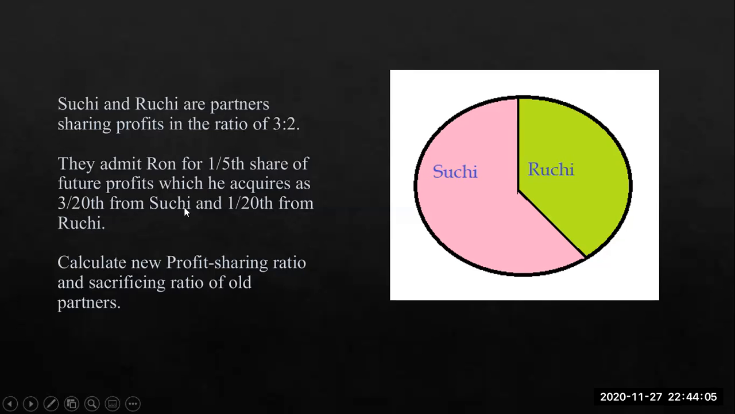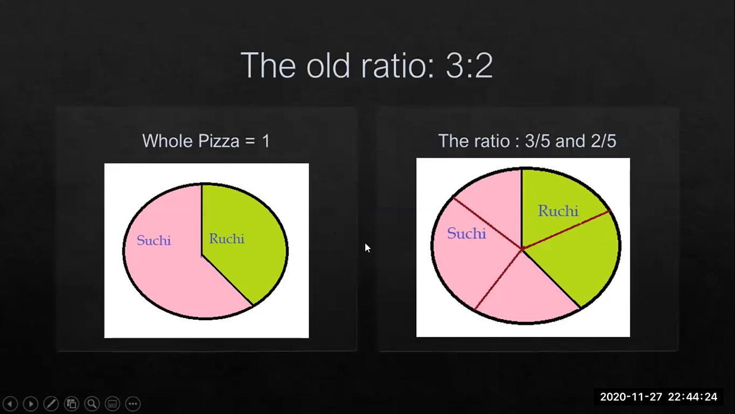That means what? If 3 by 20 is given from Suchi and 1 by 20 is given from Ruchi, then the total share becomes 4 by 20, and simplifying this 4 by 20 will give us the 1 by 5th share which Ron is getting. So solving this problem step by step.